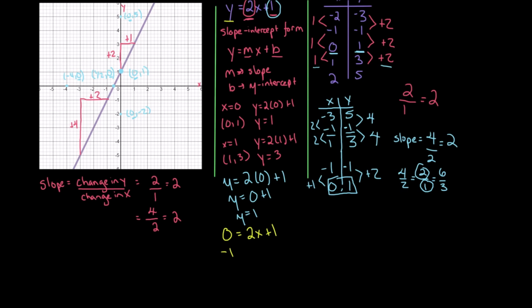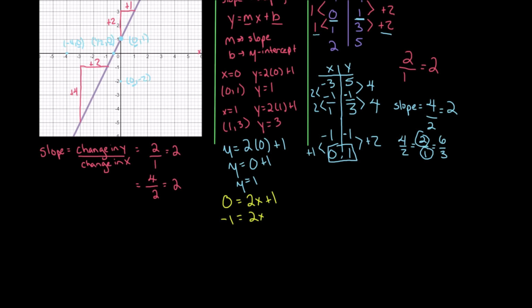Subtract 1 from each side. Negative 1 equals 2x. And then we're going to divide 2 on each side. And we're going to get x equals negative 1/2. So our observations work for x over here. Our x-intercept is (-1/2, 0).